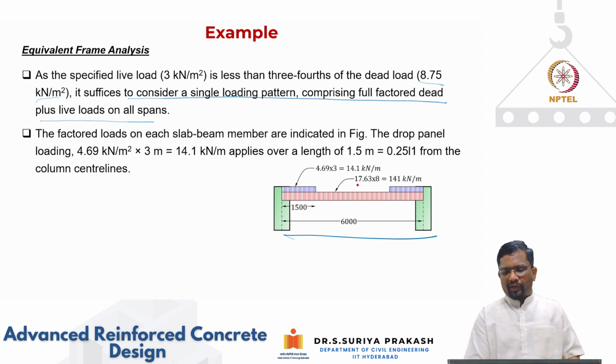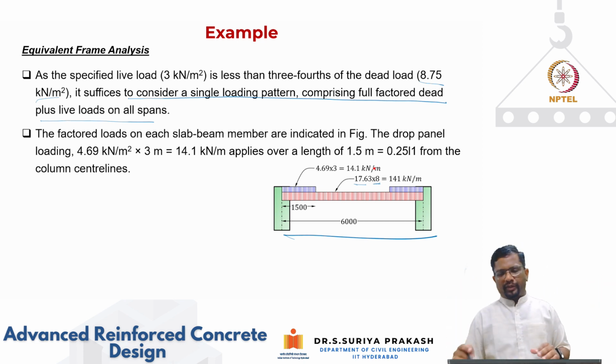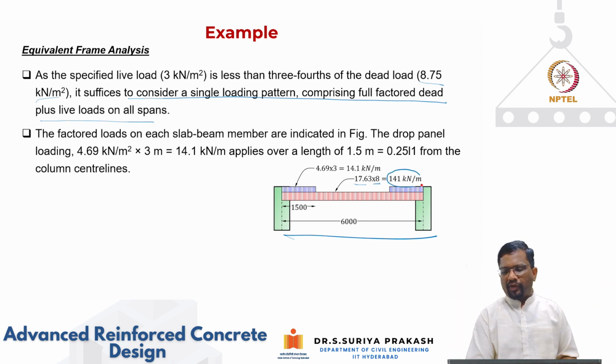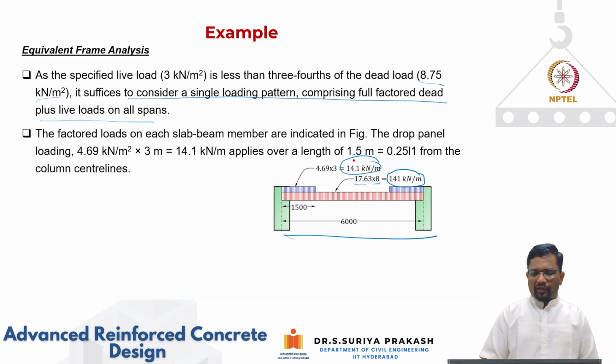And 17.63 kilonewton per meter square. But why do I need to multiply by 8 meter? We are doing an interior span. The width L2 is 8 meters. So if you substitute that, you get 141 kilonewton per meter. And similarly, the loading for the drop panel is 14.1 kilonewton per meter. Okay, these are the loadings that we have.